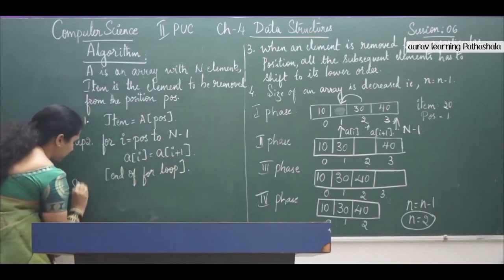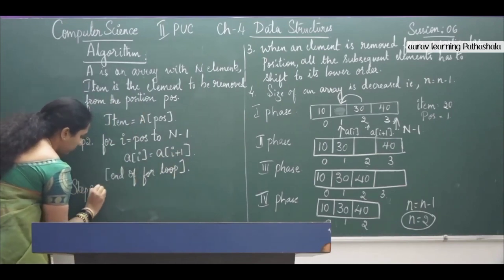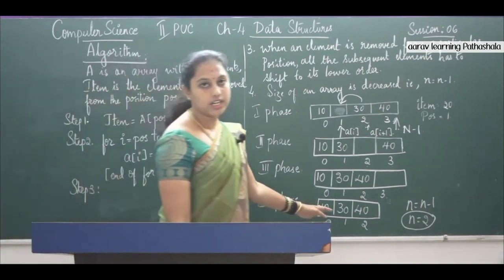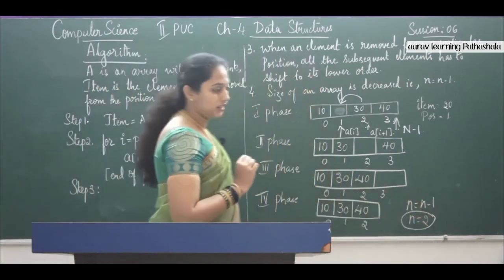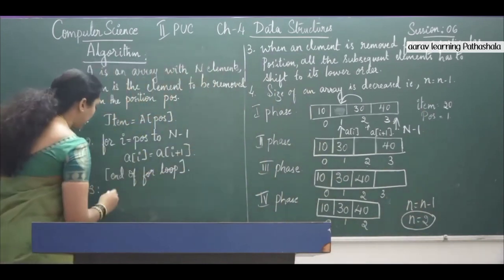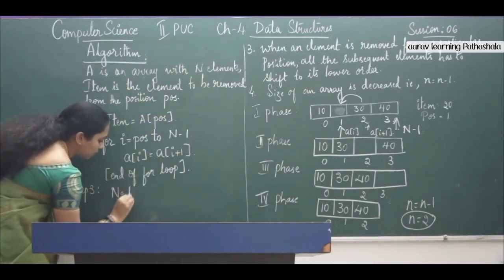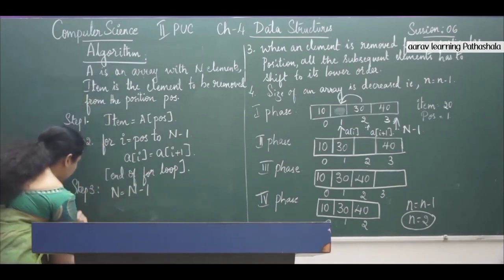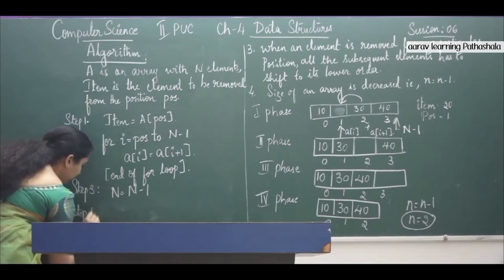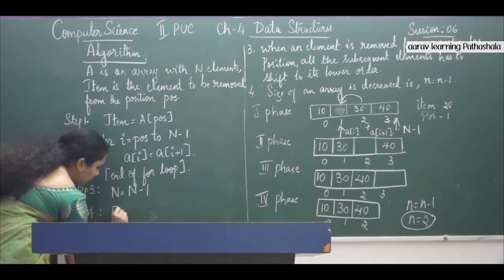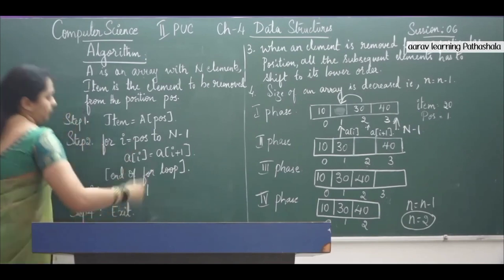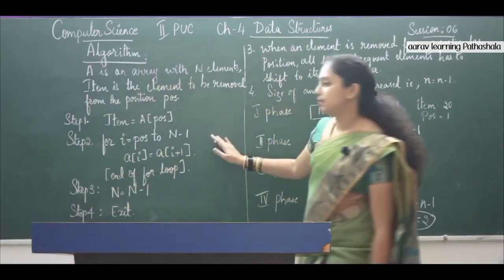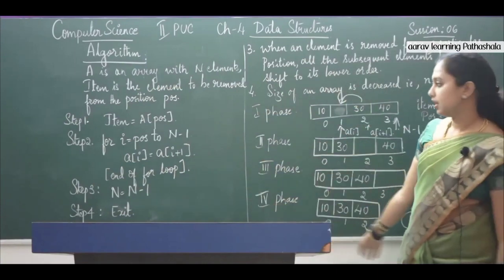So, what is step 3? After deleting an element from an array, the size of an array is decreased by 1. So, it is n is equal to n minus 1. Step 4 is exit. So, this is an algorithm for deletion of an element from an array.